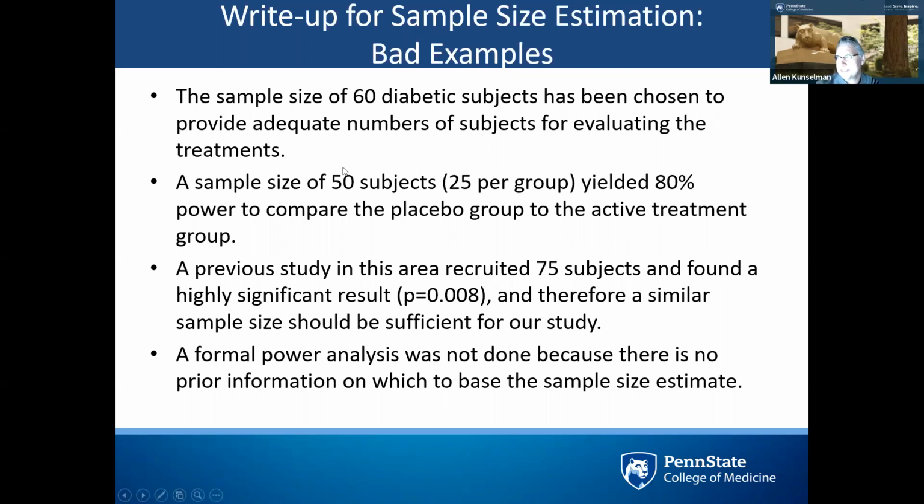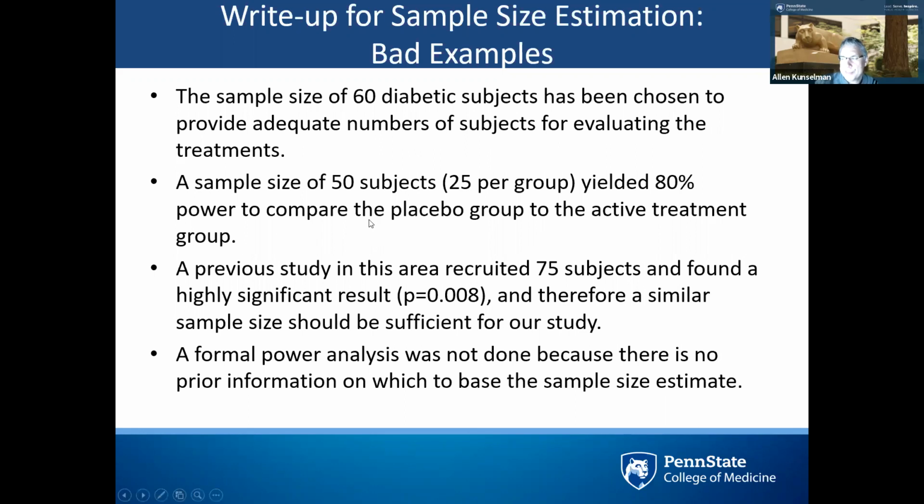The first one: a sample size of 60 diabetic subjects has been chosen to provide adequate numbers of subjects for evaluating the treatments. These are examples that I've actually seen in IRB applications, or very similar. What's poor about this first one? Well, it tells us there are 60 subjects, but there's no mention of the power of this study. Is it 80%, 90%? What's the type 1 error? What's the primary outcome? It doesn't even list what the primary outcome is or the effect size.